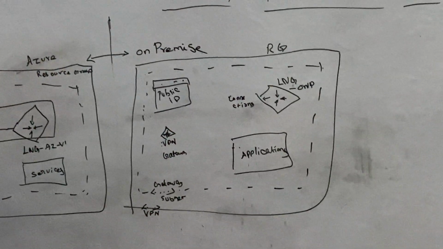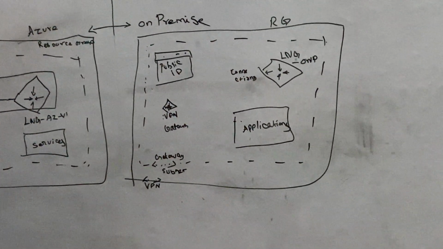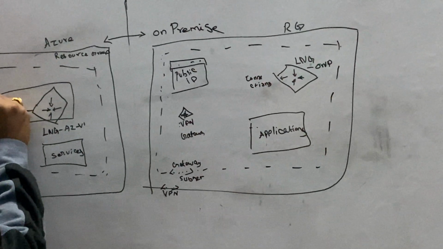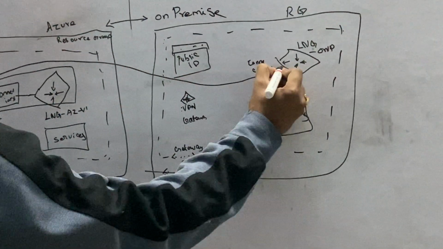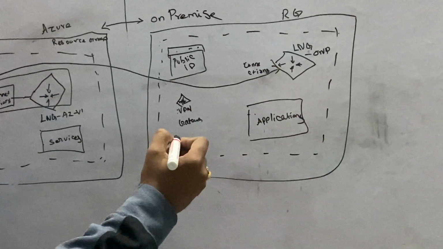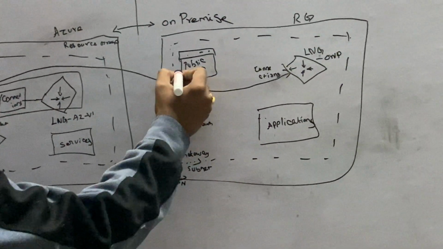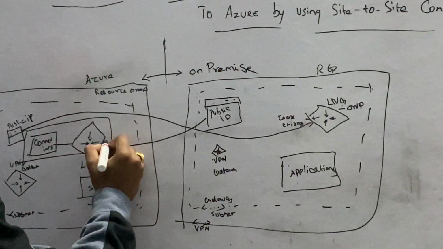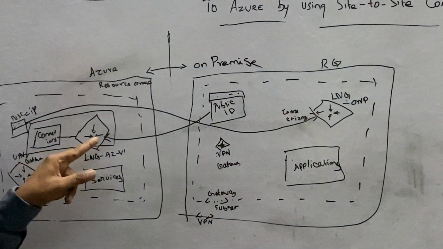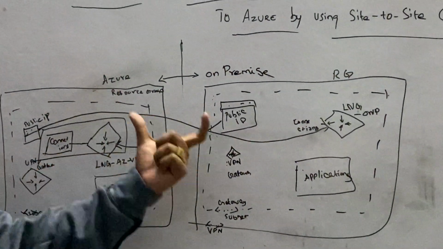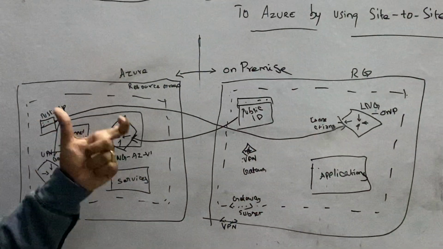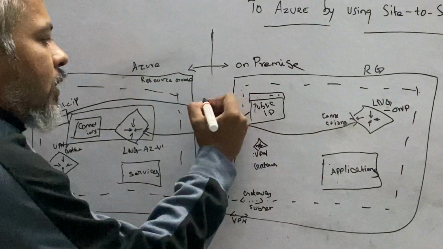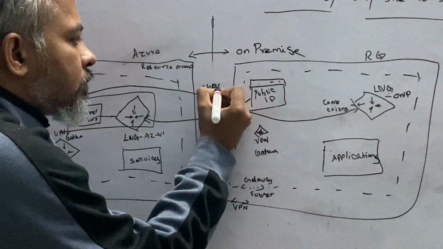So how are they going to connect to each other is this public IP is going to get configured to this local network, and this public IP is going to be configured to the other. So basically you will have two public IPs. So this is how it's going to talk securely using a shared key.